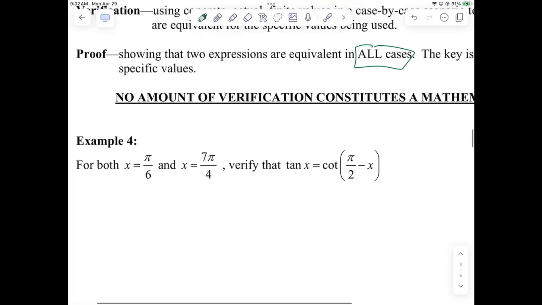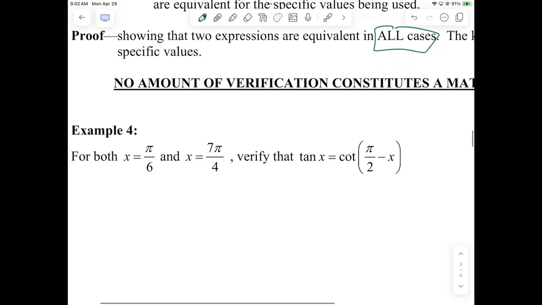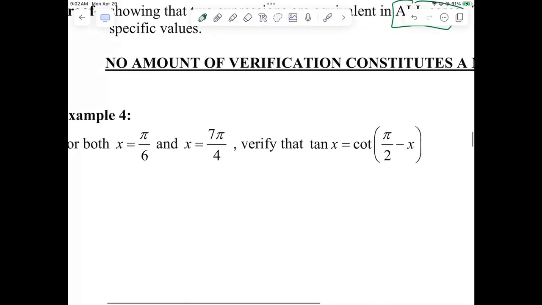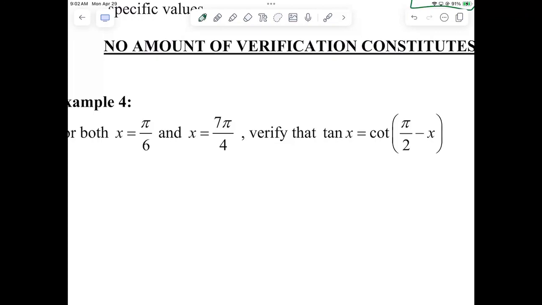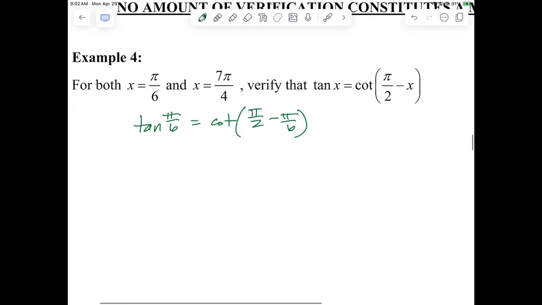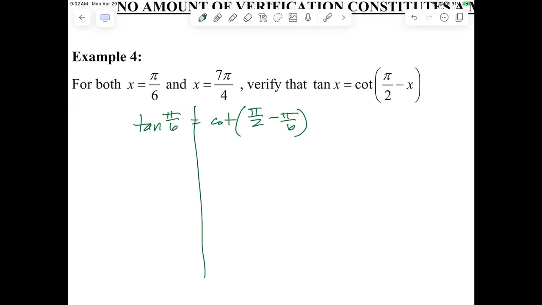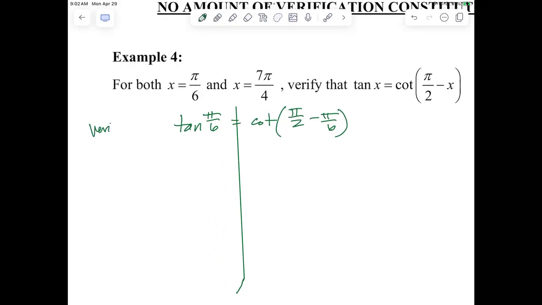So let's try example 4. For both pi/6 and 7pi/4, verify that tangent of x is equal to cotangent of the complement of x. Okay, so here's how we verify. We write tangent of pi/6 on one side, and we put cotangent of pi/2 minus pi/6 on the other side. And just like we do with the proof, we draw a line down the middle, but notice we're not proving, we're just verifying because I have specific values there.